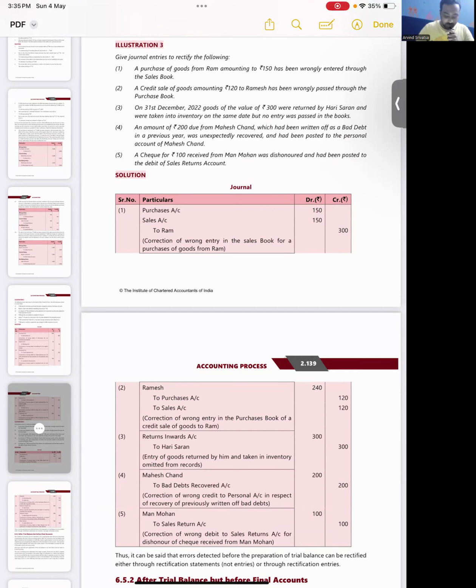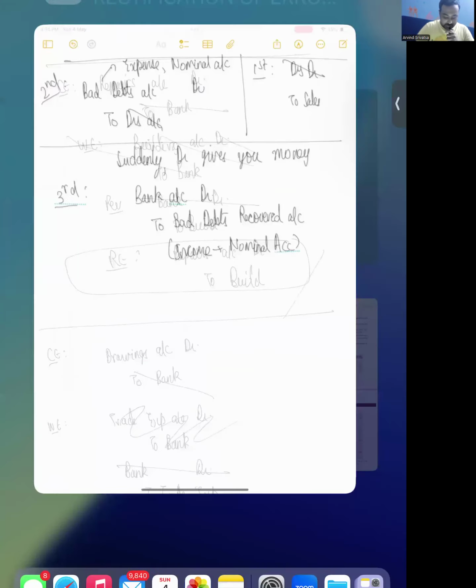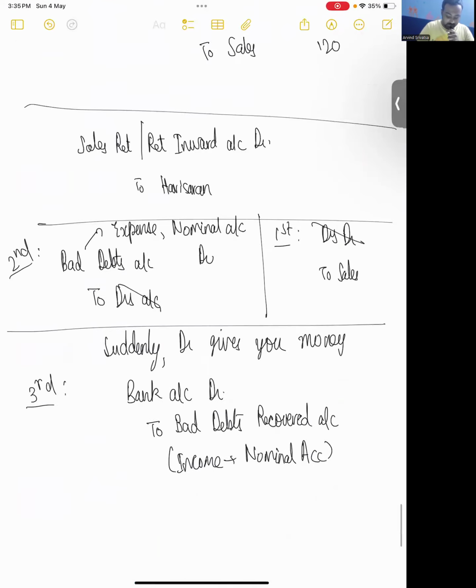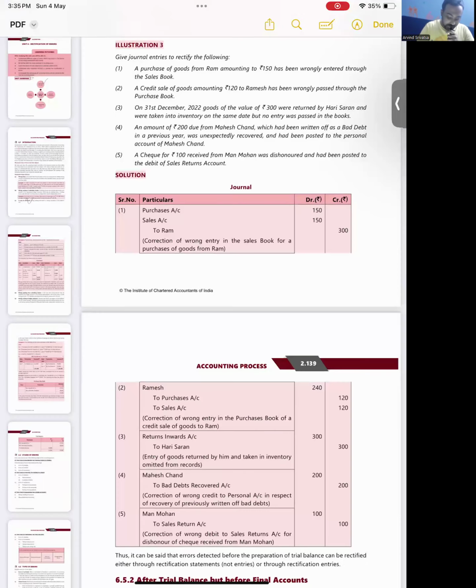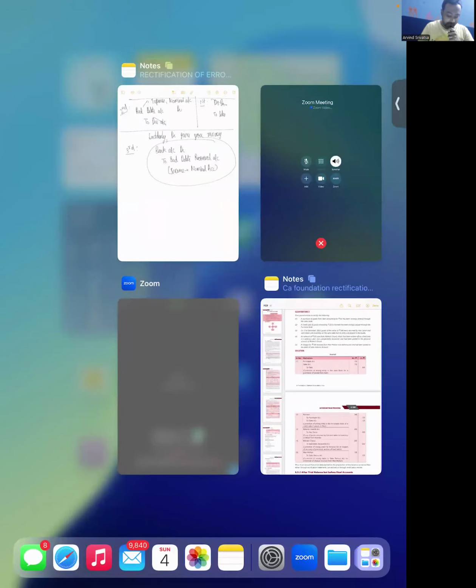So what is the entry for bad debts recovered? We saw it here just now. So this is the entry for bad debts recovered: bank account debit to bad debts recovered. But what they have done now? They have posted it to the personal account of Mahesh Chand. Unexpectedly recovered and posted to the personal account of Mahesh Chand. So what is basically happening?